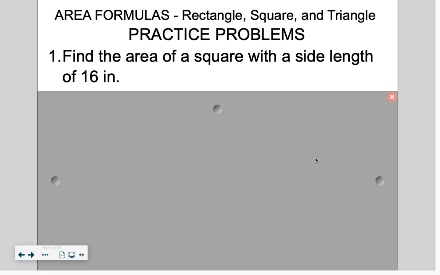So we're going to try 6 practice problems. The first 3 will be relatively straightforward, and the latter 3 will be a little more challenging. Either way, I'm going to walk you through all 6 of them.